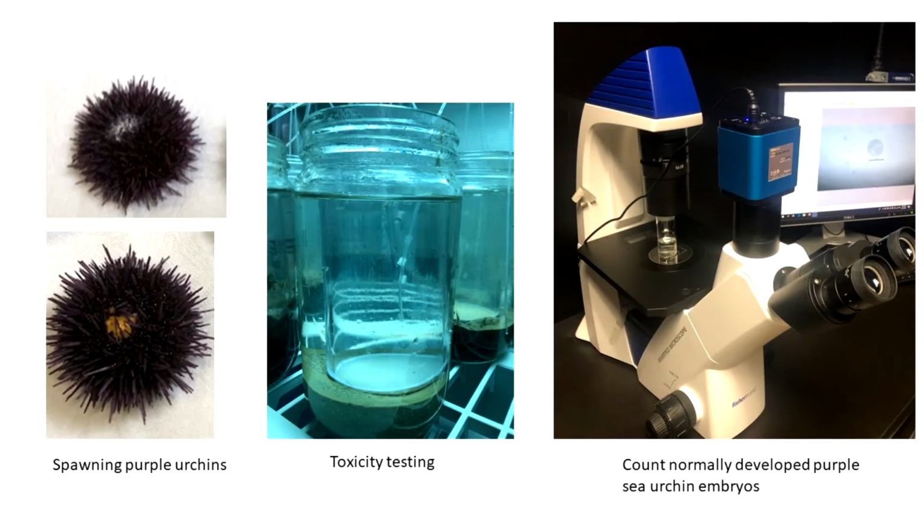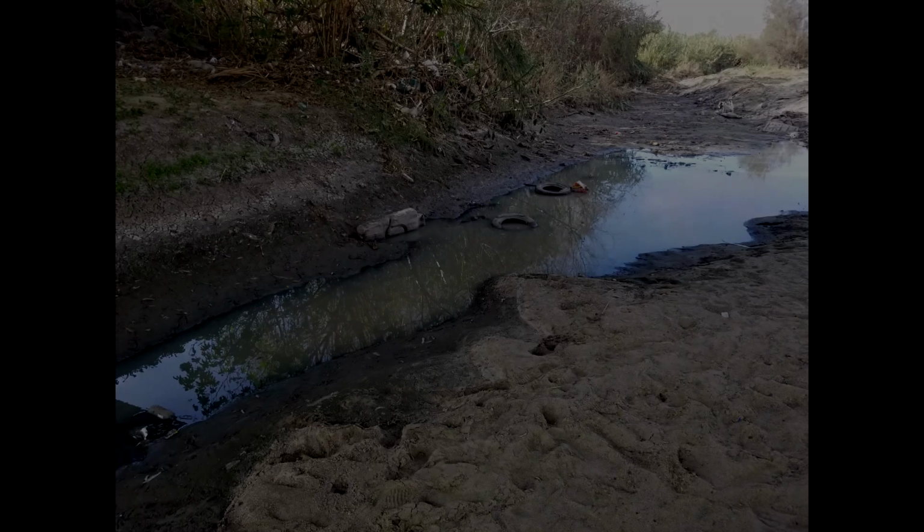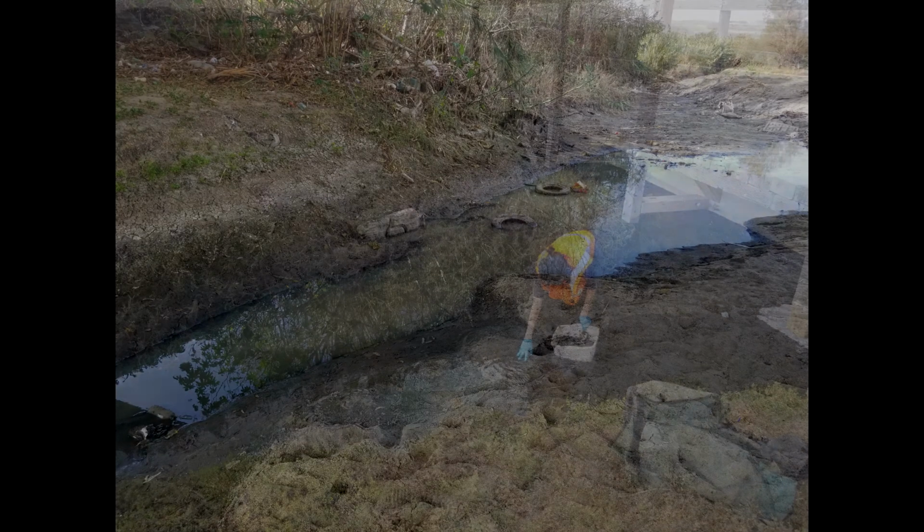In these tests, we track development of embryos when exposed to the sediment and count the number of embryos that develop normally. High amounts of abnormally developing embryos could mean that the sediment contains pollutants that are harmful. This helps us identify which places in the estuary are most toxic.